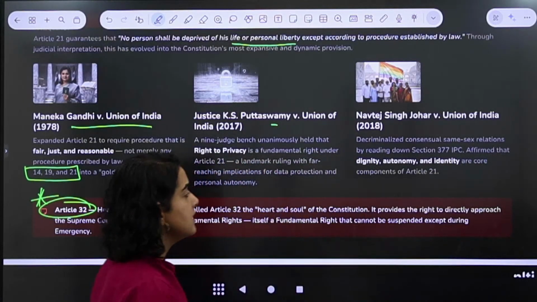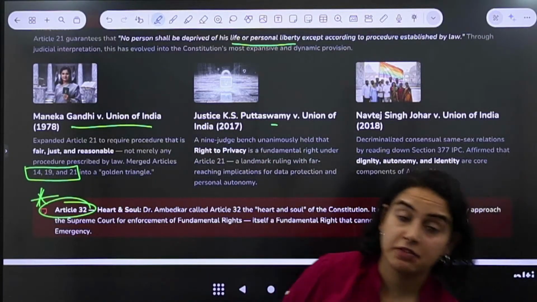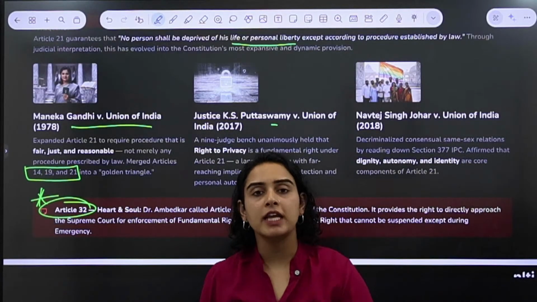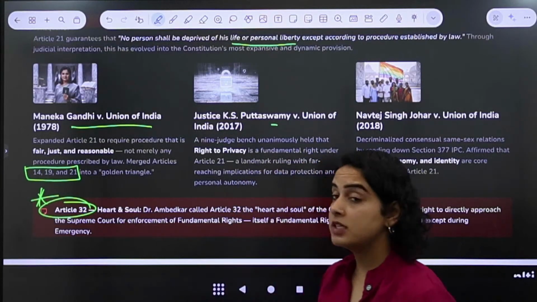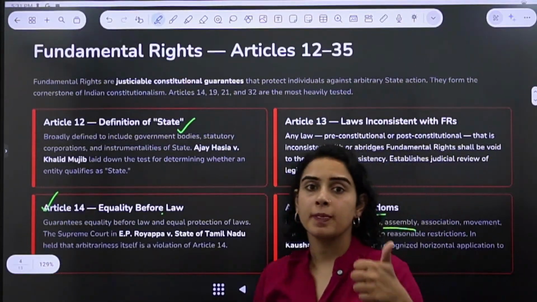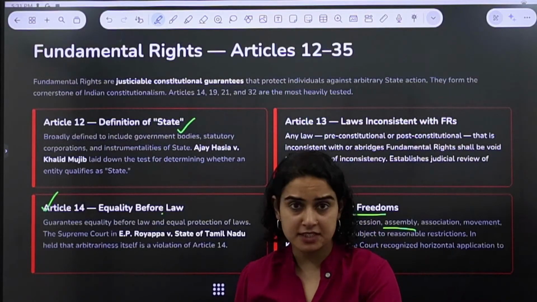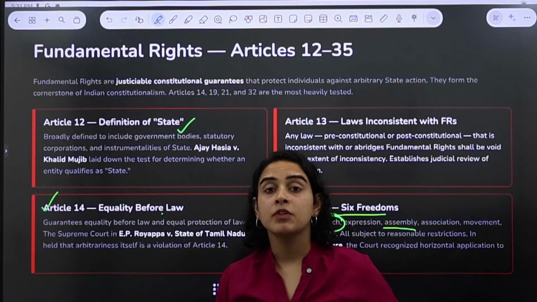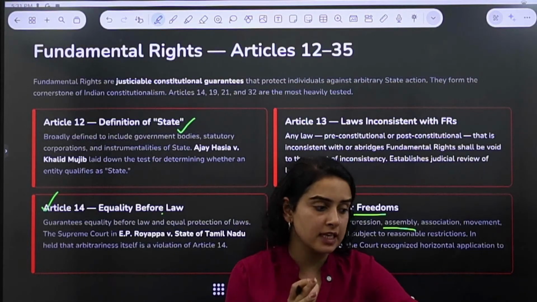Now, what does it say? It says something really simple. It says that if ever state violates any of your fundamental rights, right? Now, what is state? State is something which has been explained under Article 12. Parliament and central government, right? State government and state legislative assemblies, and your local governments and other authorities. That's going to be state.